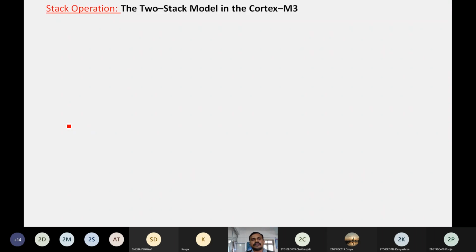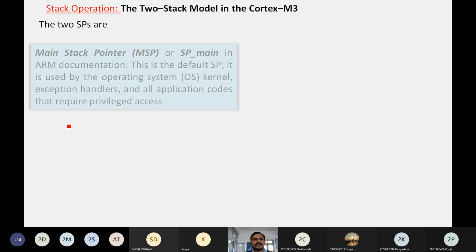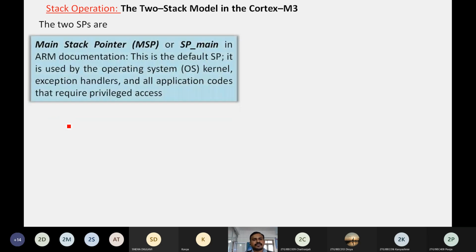Another model we are going to observe is the two stack model. What is this two stack model? The two stack pointers are, the first one is the main stack pointer, generally known as SP underscore main, as illustrated in the ARM documents. So the main stack pointer is the default stack pointer.